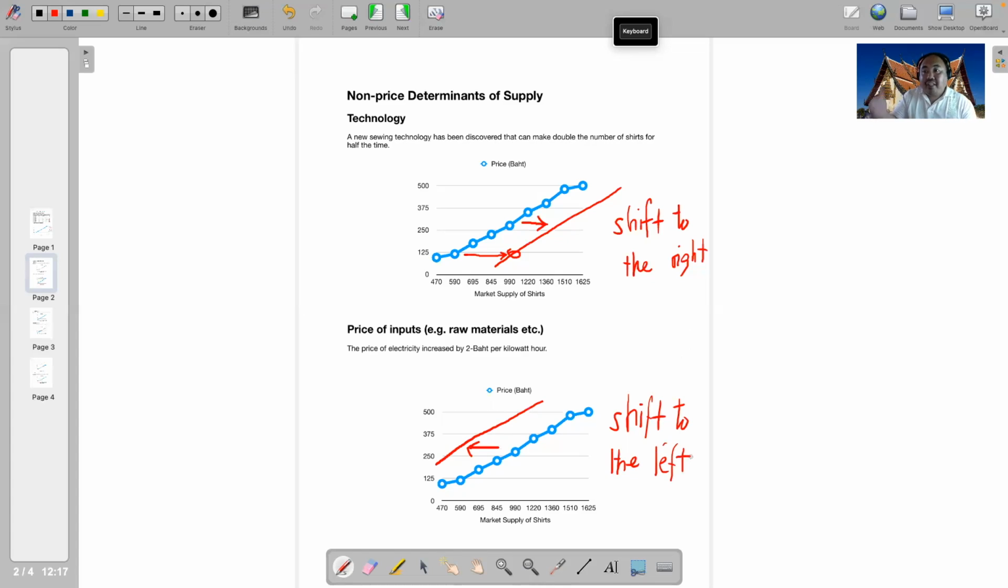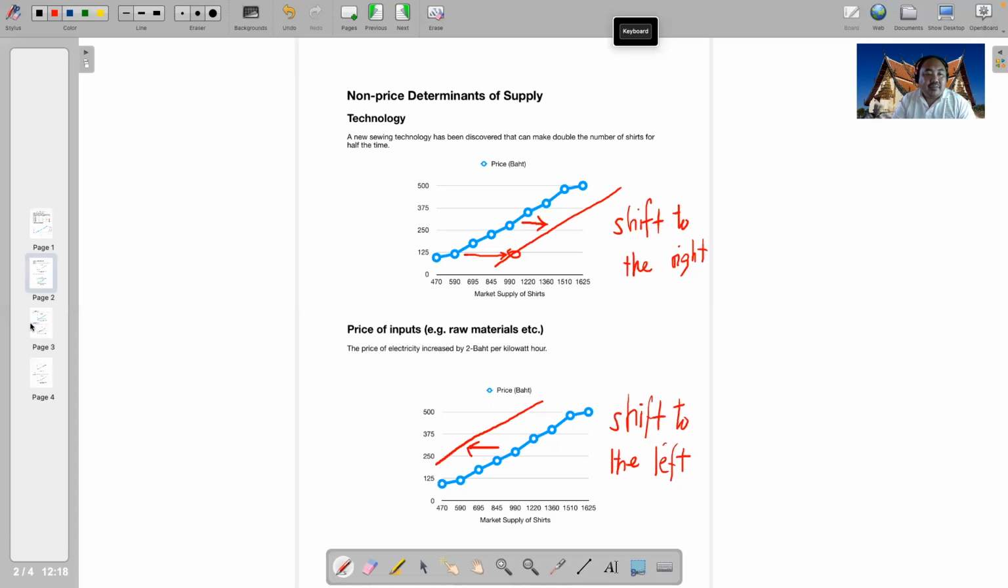Right. If, for example, the opposite thing happened, if the price of electricity, which is a raw material for making shirts, becomes lesser, then the shift will become to the right. Or, for example, another raw material is, let's say, cotton. What if the price of cotton decreases? When the price of cotton decreases, our suppliers will now consider it more advantageous to produce shirts because it takes a lesser amount to make one. And so the shift again will be to the right.